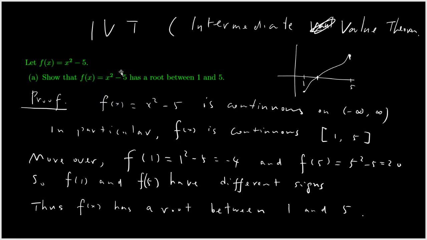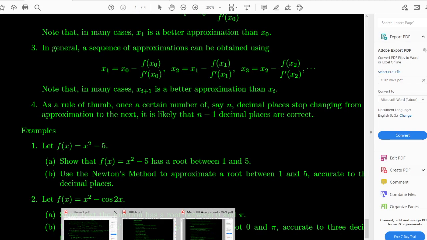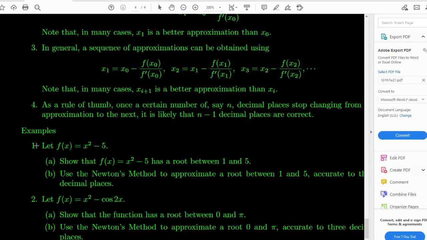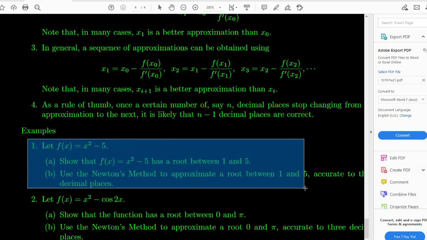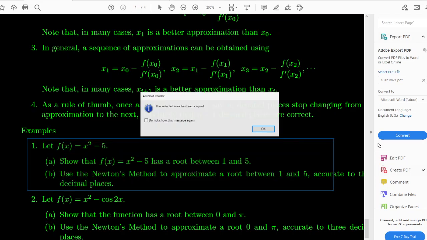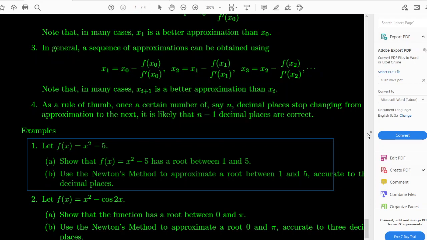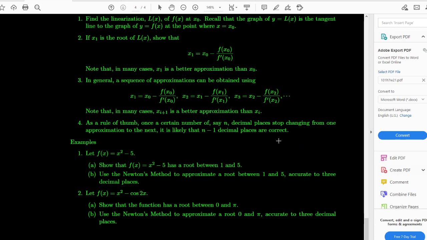I'm going to copy the entire question to the next slide. It's too big.